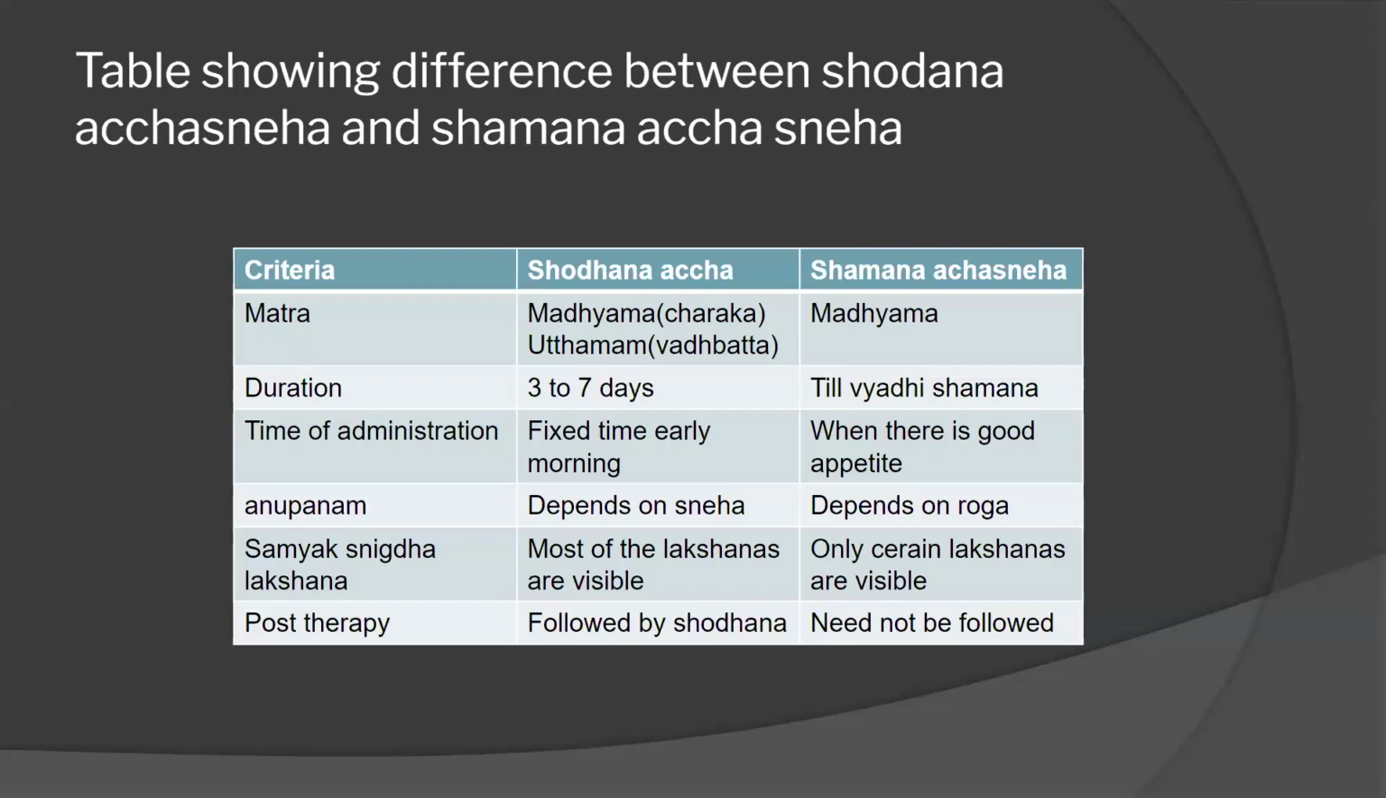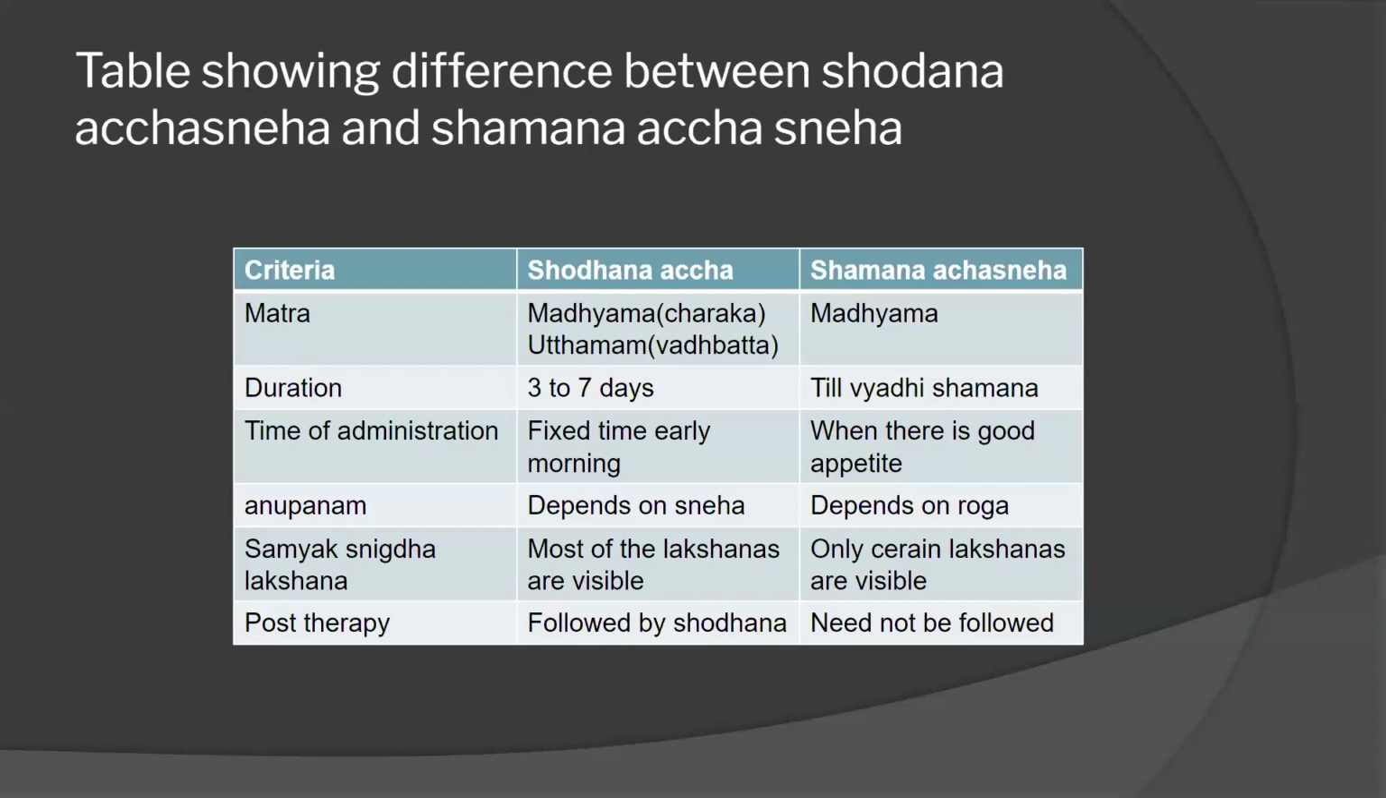So the main difference is that in Shodhananga Sneha we give Arohana Karma, whereas for Shamana purpose we give a fixed dose. As simple as that. Though we say till Vyadi Shamana, if you read between the lines, there is no clear-cut explanation or evidence that it should be given till Vyadi Shamana, because according to the Acharyas it is 3 days or 7 days only.